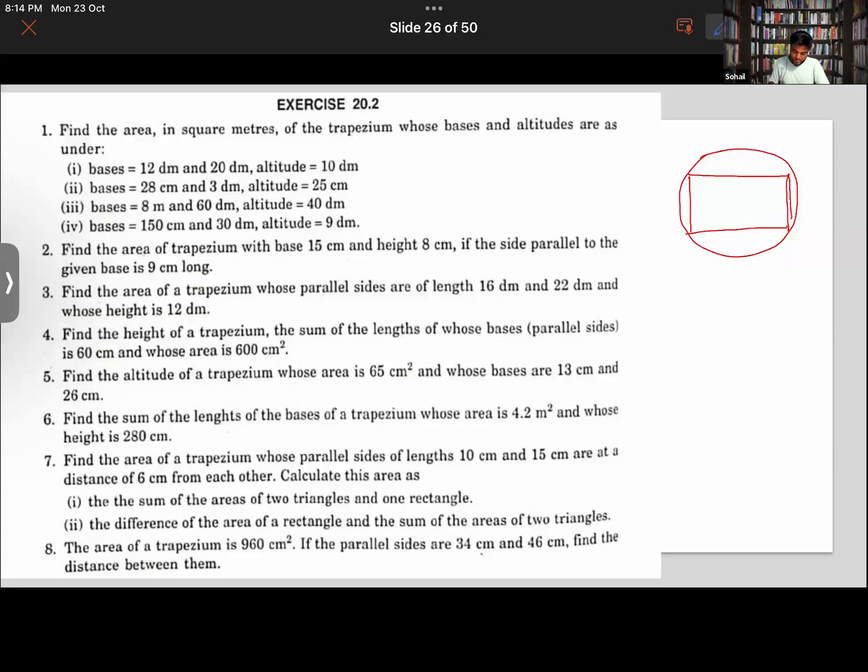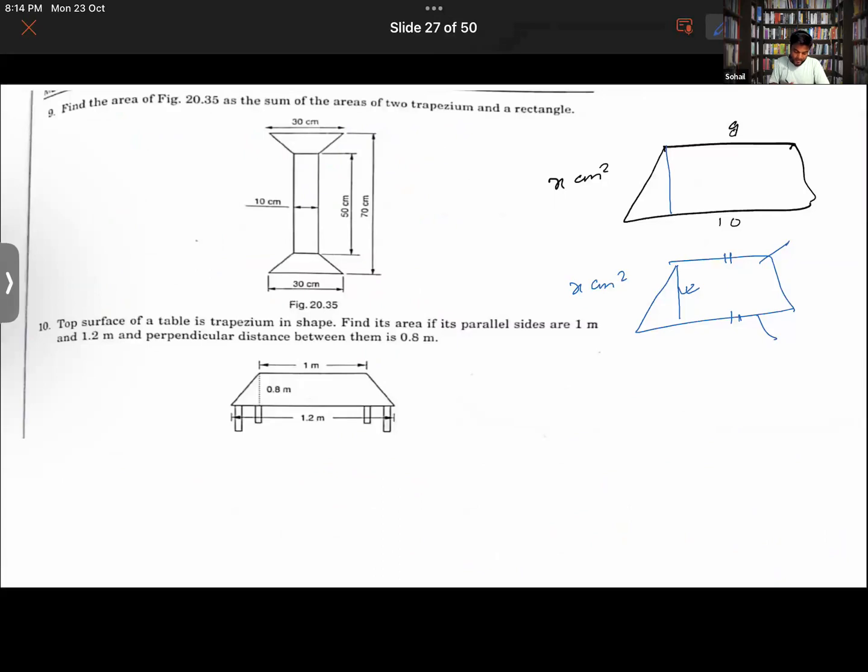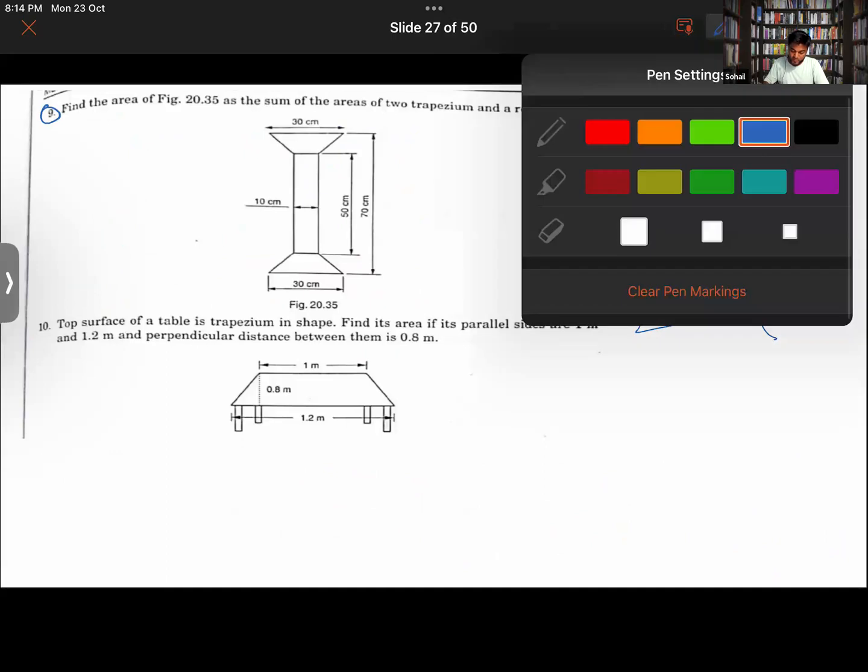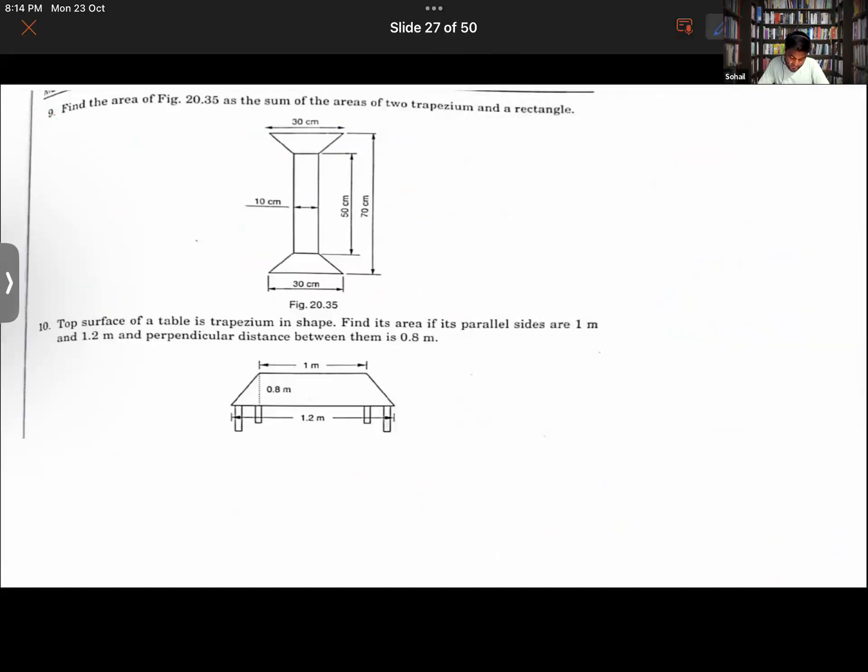Ahmed and Arham, both of you look at question number 9 here. In this question, we need to find the sum of the areas of two trapeziums and a rectangle. So, two trapeziums, this one, and the rectangle is also given here. The total height of this figure is 70 centimeter, right? And this much measurement here is 50 centimeter, right?